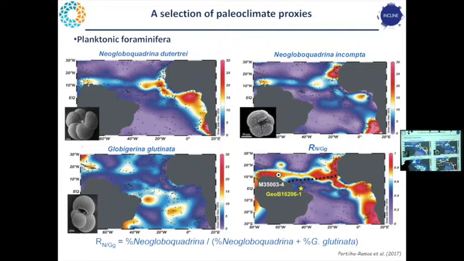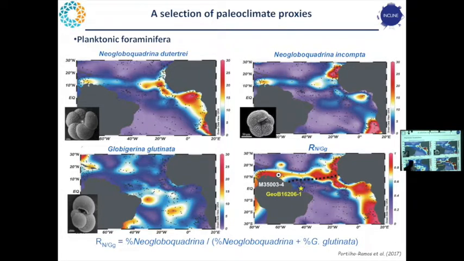On the other hand, this species here, Globigerinita glutinata, shows an opposite distribution. Very low in the eastern boundary, but very high in the subtropical gyres. Very low in the very same band where Neogloboquadrina dutertrei and Neogloboquadrina incompta show high abundance.